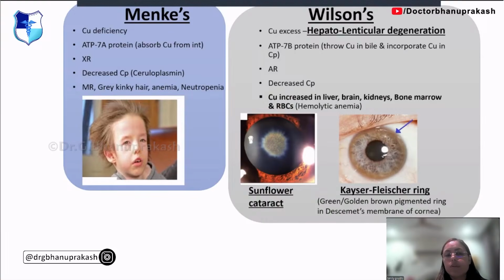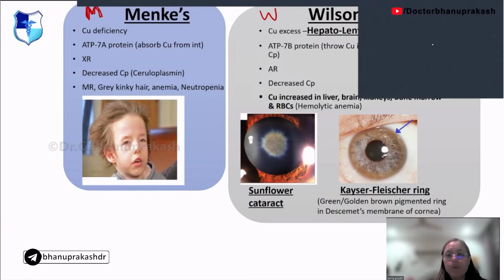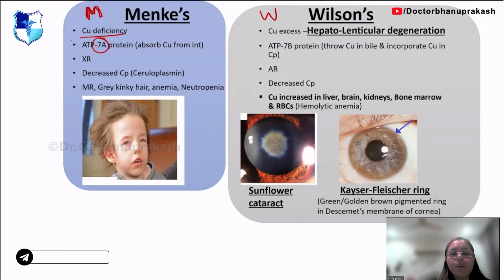Then coming to copper, diseases related to copper metabolism. One is Menkes, the other is Wilson. M for Menkes, W for Wilson. So the alphabet M comes before W, right? So M is copper deficiency, Menkes copper deficiency, ATP7A protein defective. But in Wilson, copper excess, ATP7B protein is defective. Okay. So let's read about Menkes first.